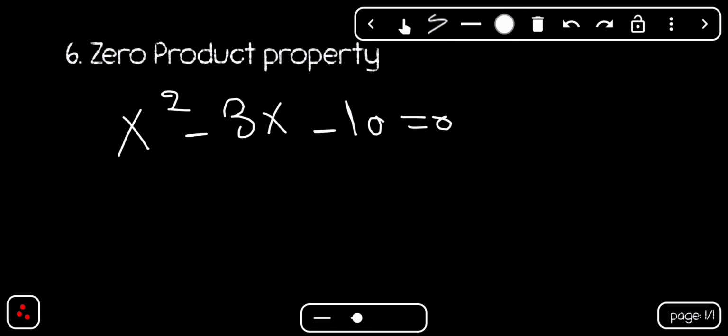Topic number 6 is zero product property, and you will be given this kind of question like x squared minus 3x minus 10 equal to 0. So how can we solve them? It's easy, and you have to choose two numbers that, if you multiply them, give this number. So I will choose 2 and 5. And then if you add or subtract them, they give you this number. So pay attention to the signs. Here we have a minus sign, and here as well a minus sign.